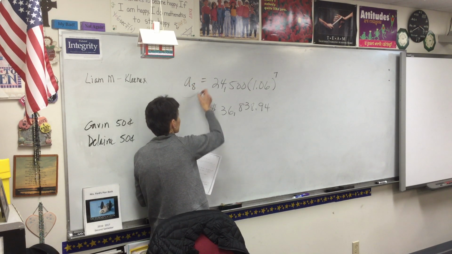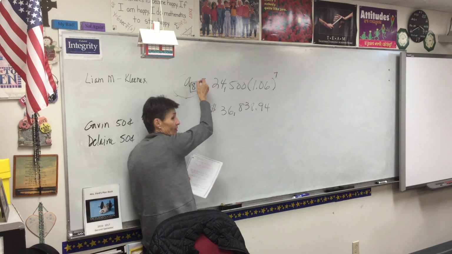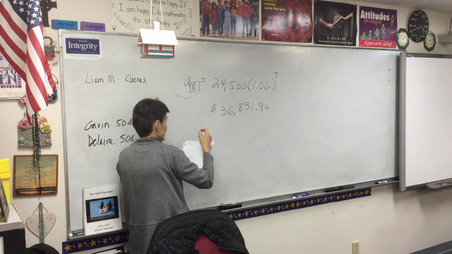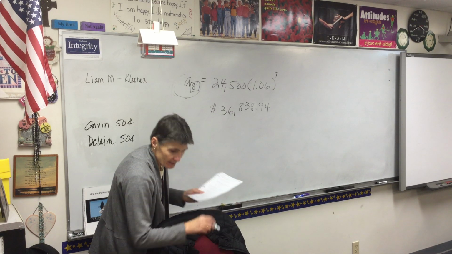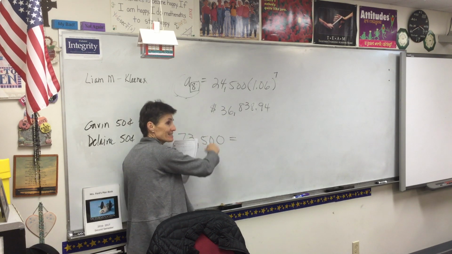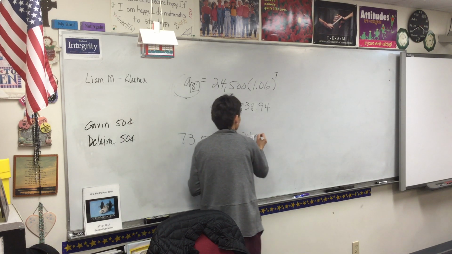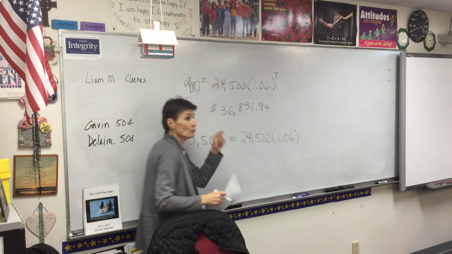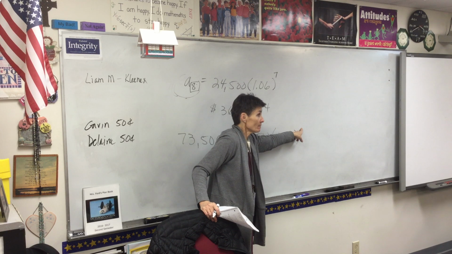So, am I looking for this number now? No, I'm not looking for this number. I am looking for this number, aren't I? The salary value is triple 24,500. What's 24,500 times 3? 73,500. Okay, so I know this is the ending salary. I know that the starting salary was 24,500, and I know I'm multiplying by 1.06. What do I not know? The term. What that is, right? So what do I put up here?